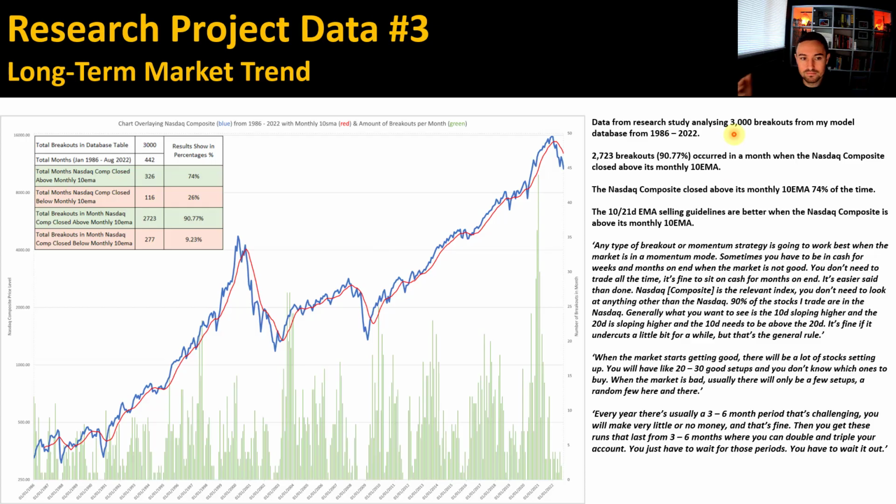So that is breakouts from your favorite books, Minervini's books, O'Neill's books, Stan Weinstein's books, Darvas's book, okay? When are these VCPs, these flags, these pennants, these wedges, when are they breaking? Actually, 90% occur in a month where the NASDAQ composite closed above its monthly 10 EMA. So the longer term trend of the NASDAQ composite for a setup like this, for a methodology like this, is having that longer term trend behind you. It's really, really important. You can go and read the quote here as well about any type of breakout environment or momentum strategy. It's going to work best when the market is in momentum mode. So I kind of think about that as the market above its monthly 10 EMA.